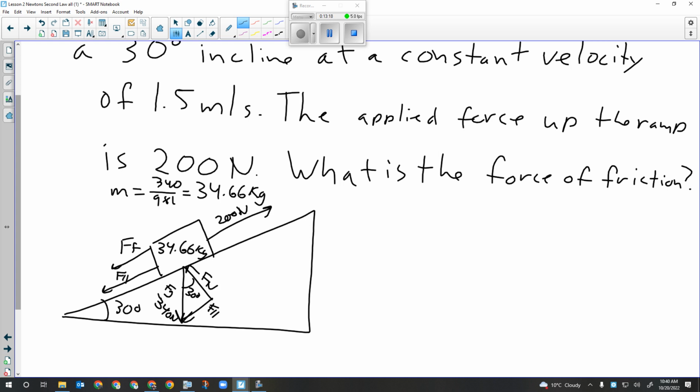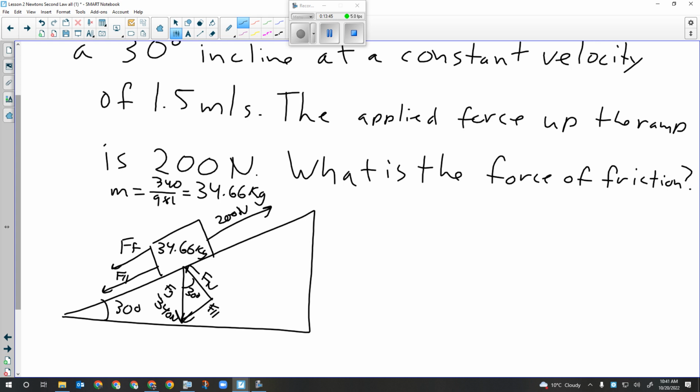Sometimes people read this question and they just go, oh sweet, 200 newtons up the ramp, done. And they forget that there's always F parallel. Anytime you put something on an incline, F parallel is there because gravity and the normal force are there, and they always combine to produce this force. So if I want to get the force of friction, I need to calculate F parallel and the net force, which I haven't done yet either.